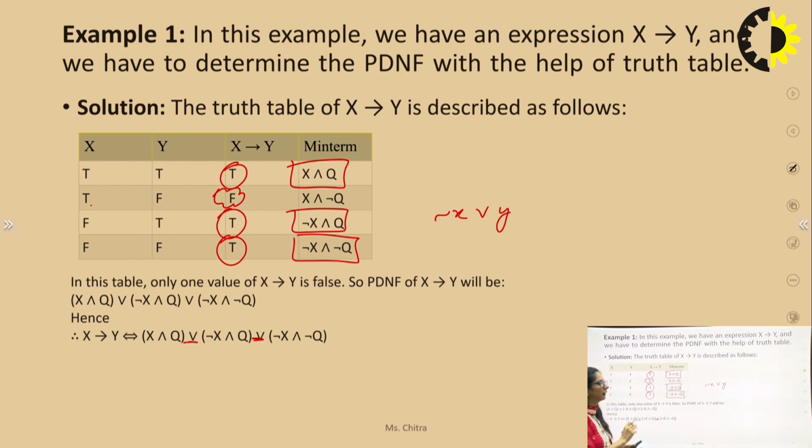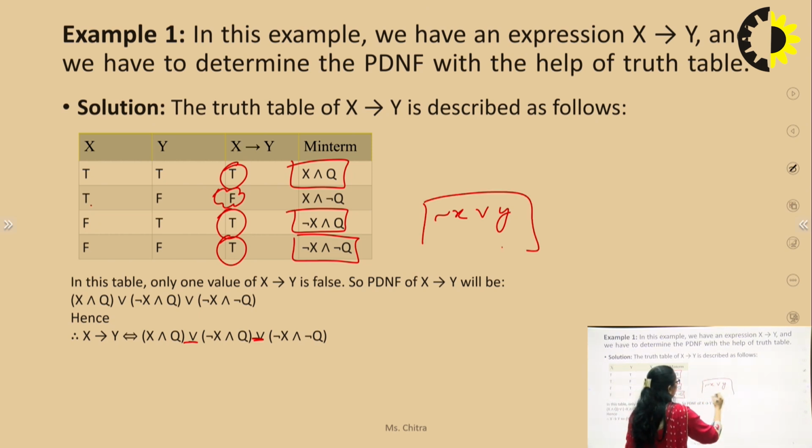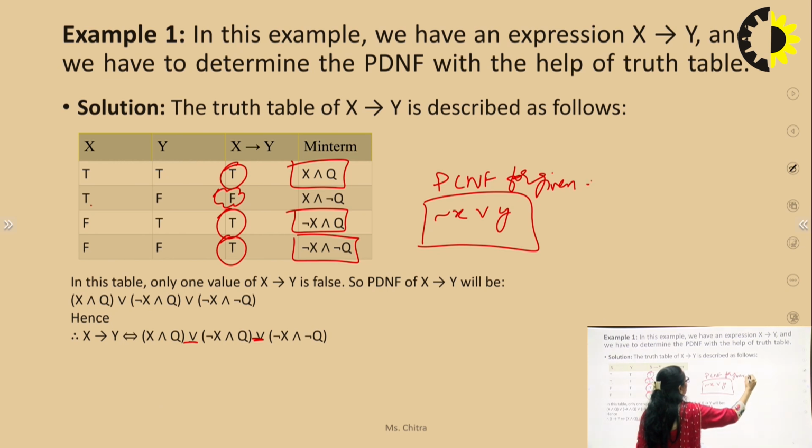We will not expand it further, right? Because we do not have any further false value here. So this is the PCNF for the given expression. And this is the PDNF form here.